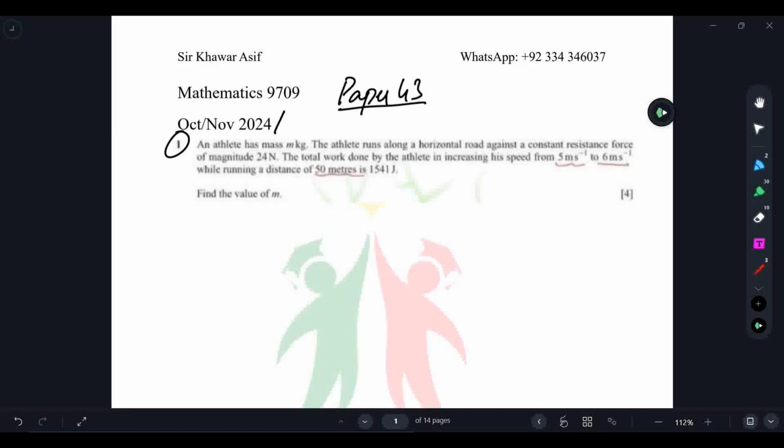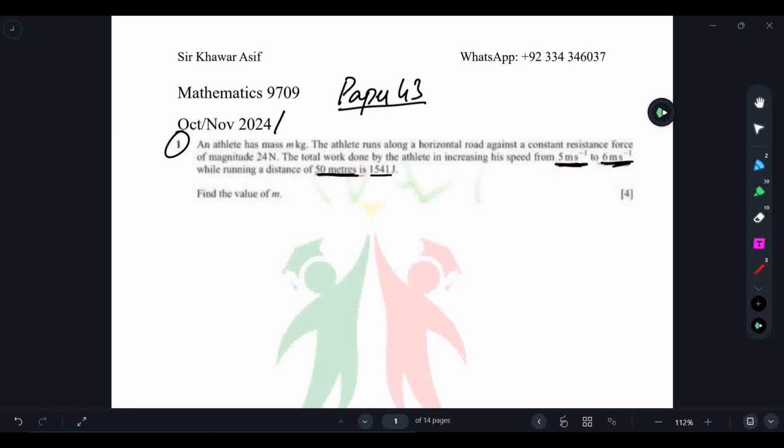An athlete has mass m kg. The athlete runs along a horizontal road against a constant resistance force of magnitude 24 Newton. The total work done by the athlete in increasing his speed from 5 meters per second to 6 meters per second, while running a distance of 50 meters, is 1541 joules. Find the value of m.